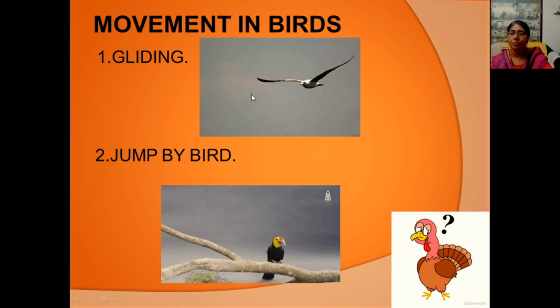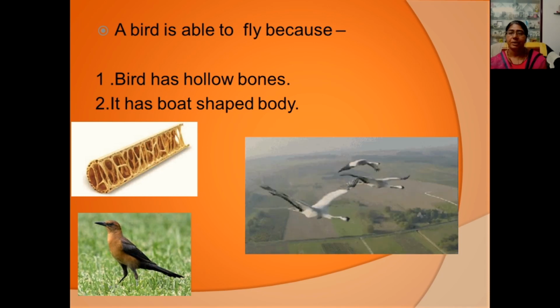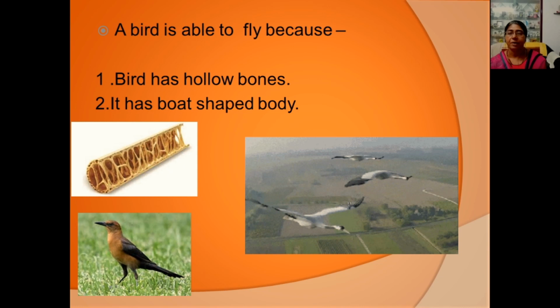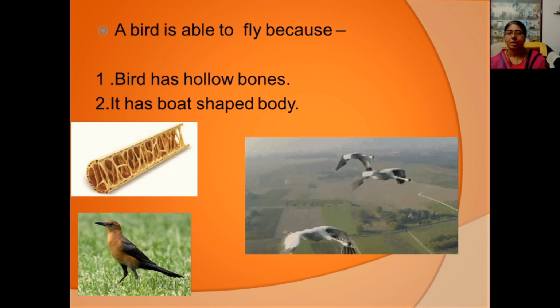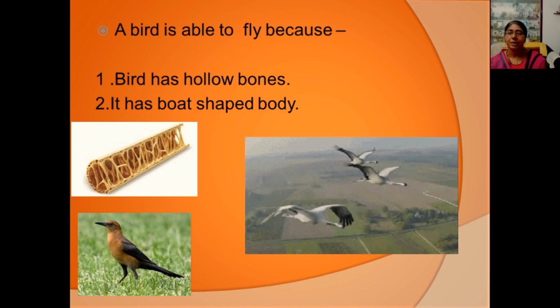The second kind of movement you can see is the jump by the bird. From branch to branch, they jump. That is a kind of movement. Why can't we fly like birds? Because we have heavy bones in our body. But birds can fly very fast because they have light bones in their body.